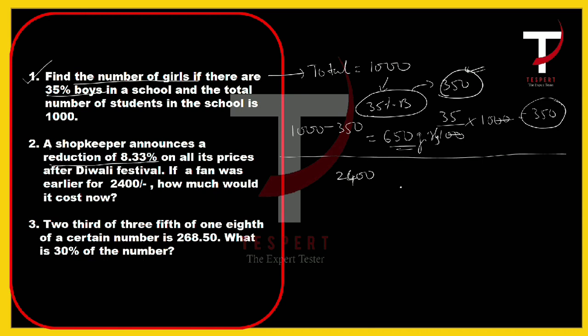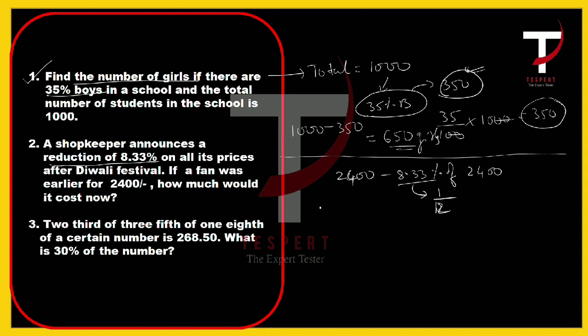How much? 8.33% reduction, 8.33% of 2400. This is the reduction. So what is the fraction equivalent of 8.33%? In the previous slide, if you remember, we discussed fraction equivalents and percentages, okay? So 1 by 12 is equal to 8.33%.